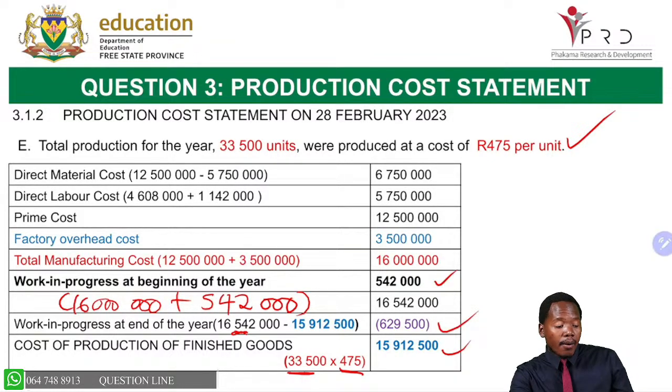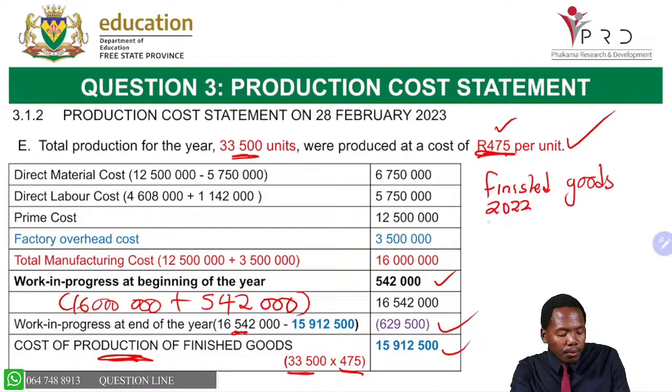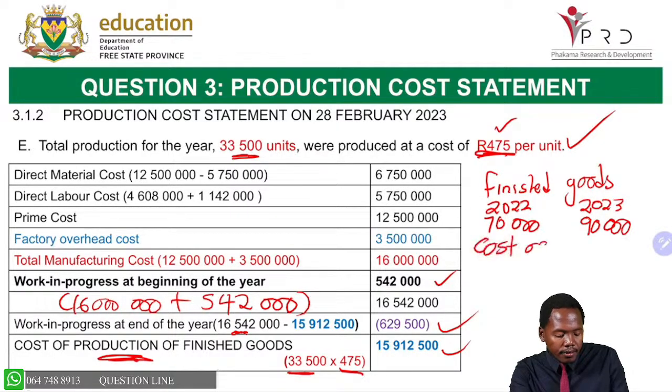Right, there is also another way of getting the cost of production. If they don't give you this kind of transaction where we are given the units produced multiplied by the production cost per unit, you can be given finished goods for 2022, which is maybe 70,000, for 2023, which maybe can be 90,000. And then we can also be given our cost of sales, which may be maybe 1 million.